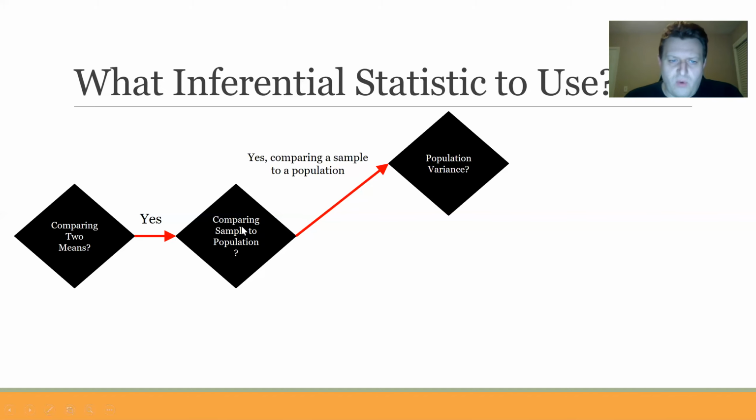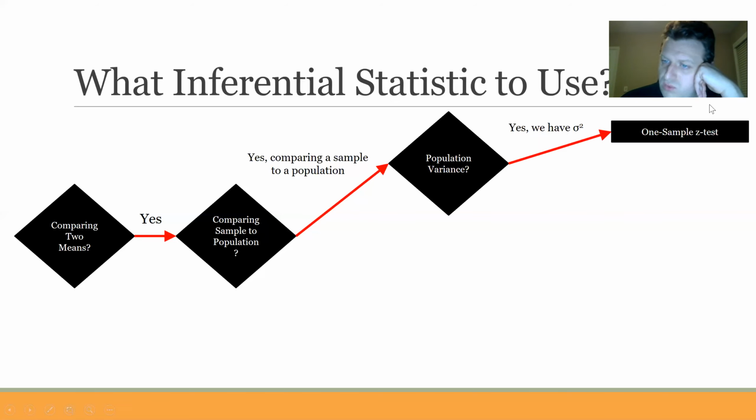Okay, so are we comparing a sample to a population? Yes. Let's say that that's the case. The next question that we have to ask is, do we have the population variance? If we do have the population variance, we know the population mean and the population variance, maybe for my example for dogs and anxiety, we know with a measure of anxiety what the true population mean of that test is and what the true population variance is.